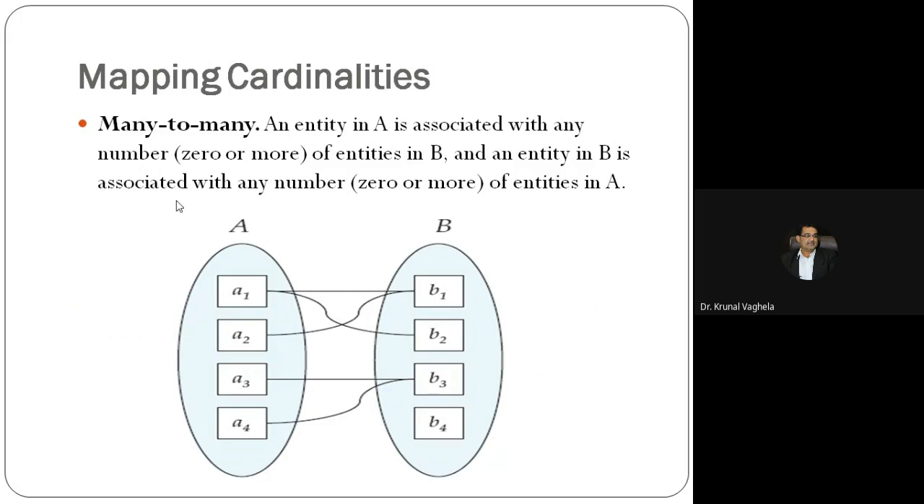So is this partial or total? Partial participation, from which direction? B to A. But what about A to B? It's total participation because entity set A is participating, all the entities. But what about B? B4 is not participating. So from A to B is total, but from B to A is partial.